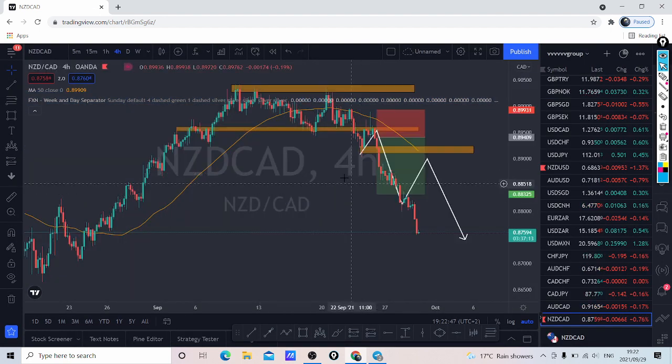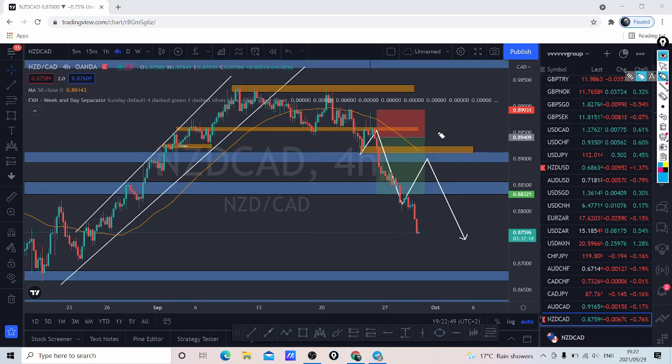Okay, let's wait. So that was our entry here after this engulfing candlestick. Let's change the color. So when the market was here, that's when we sold, because all of these were a confirmation for us to sell. All these rejections and bearish engulfing candles were adding more confluence to our sell.